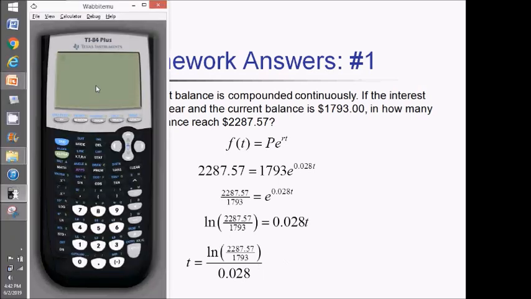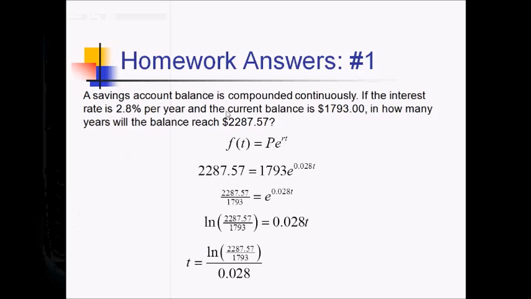So to do this, I'm going to do alpha y equals and use my fancy fraction. Then I've got ln of fancy fraction 2287.57, and we'll divide that by 1793 and close the parentheses. Below, I just have 0.028, all of that equaling about 8.70 if I round it to 2 decimal places, and that's going to be in years.